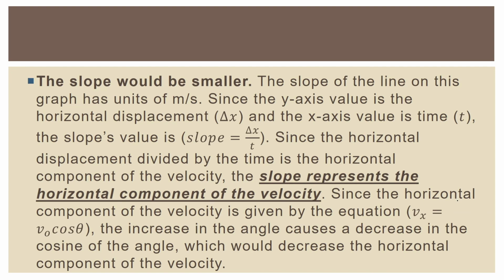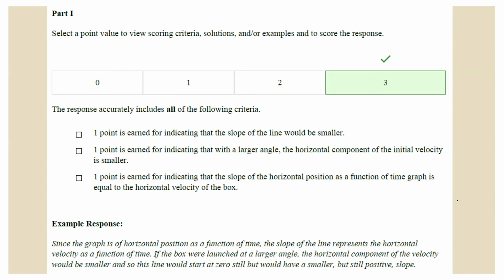All right, now just jumping very quickly to the scoring guide. Scoring guide here says 1 point for indicating the slope of the line would be smaller. 1 point for indicating that with a larger angle, the horizontal component of the initial velocity is smaller. And then 1 point for indicating the slope of the horizontal position as a function of time graph is equal to the horizontal velocity of the box.